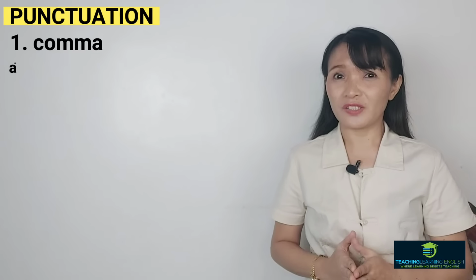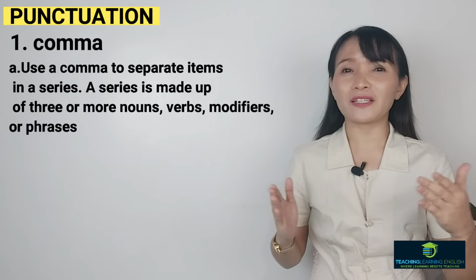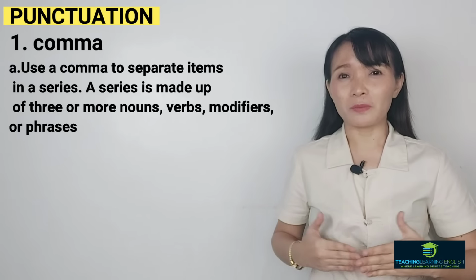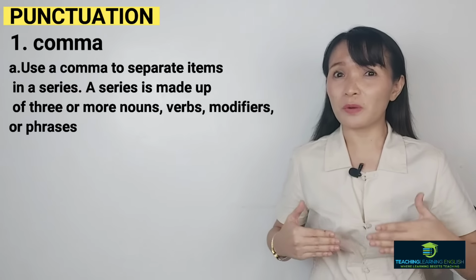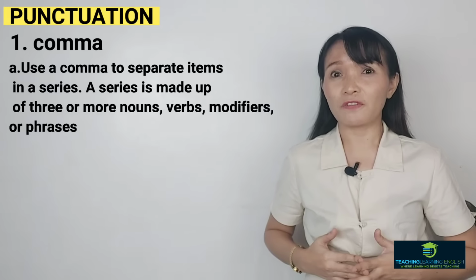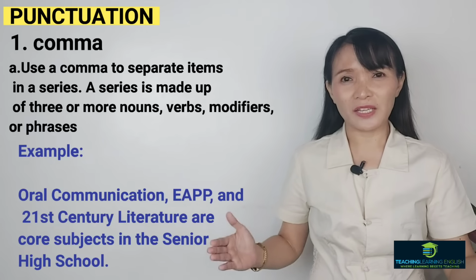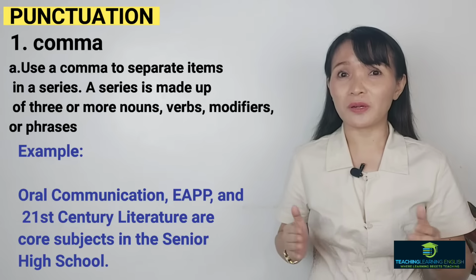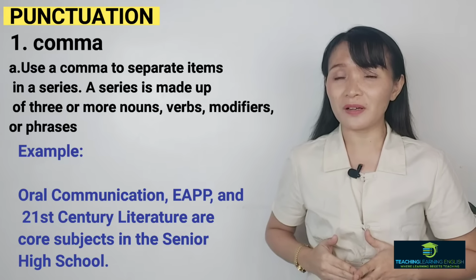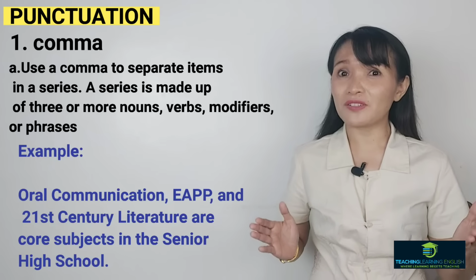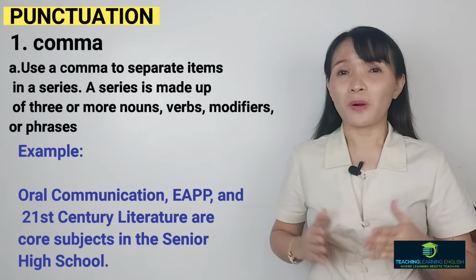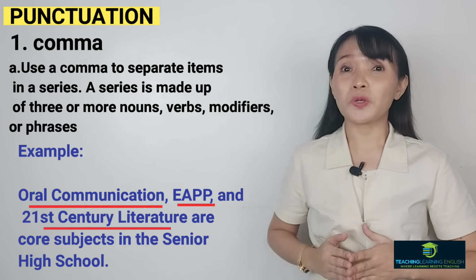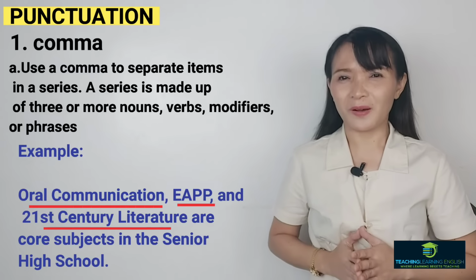The first rule is use a comma to separate items in a series. A series is made up of 3 or more nouns or verbs or modifiers or phrases. For example, oral communication, EAPP, and 21st century literature are core subjects in the senior high school. There are 3 items in the series. What are they? Oral communication, EAPP, and 21st century literature. So you have to put a comma, okay?